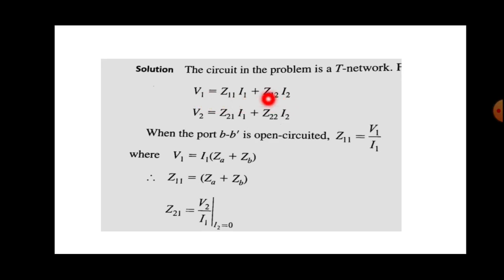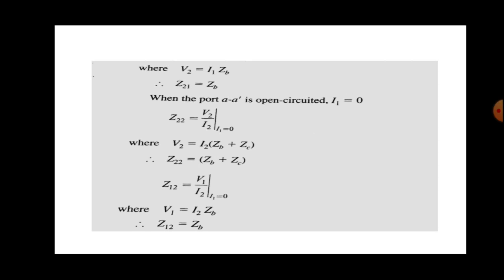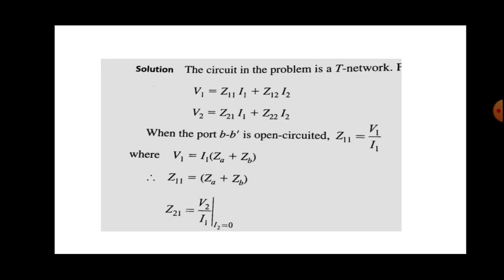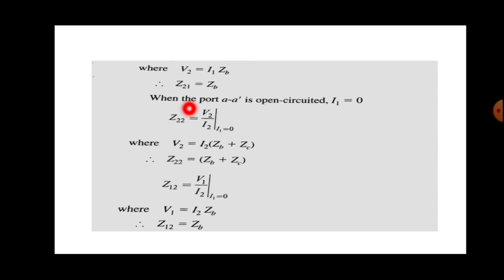So Z12 can be found by V1 by I2. Similarly, in the equation when I1 equal to 0, we get V2 equal to Z22 into I2. So Z22 will be equal to V2 by I2. So two equations you will get when open circuiting the A dash terminals: Z22 equal to V2 by I2 and Z12 equal to V1 by I2. First we take the Z22 equation, Z22 equal to V2 by I2. In this equation you have to find the V2 value.